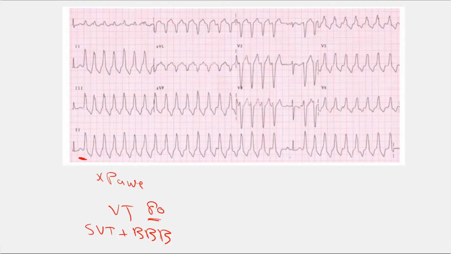But there are some discriminating features, for example, a capture beat or fusion beat. So if you have a capture beat or fusion beat, you can say this is VT for sure, or it increases the probability. If the patient has ischemic heart disease, the most probable cause is VT; otherwise it is more probably due to bundle branch block.